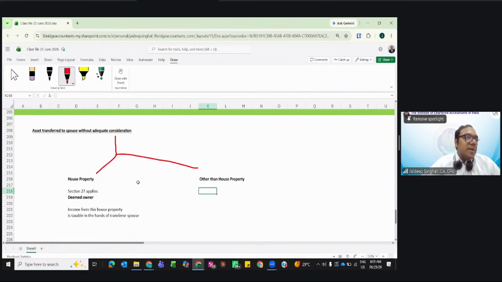If it is other than house property, then clubbing provisions will apply. Income will be taxable in the hands of the transferor, right? In both the scenarios, here according to deemed owner the income will be clubbed, here according to the clubbing provisions the income will be clubbed, right? Let's take an example.